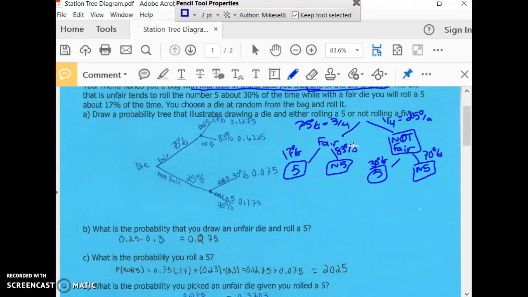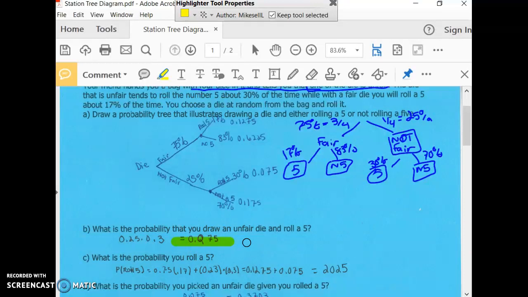What's the probability that you draw an unfair die and roll a 5? So here's the unfair die, roll a 5. So I'm going to get 0.25 times 0.3, which gives me this value right there, which is 0.075.